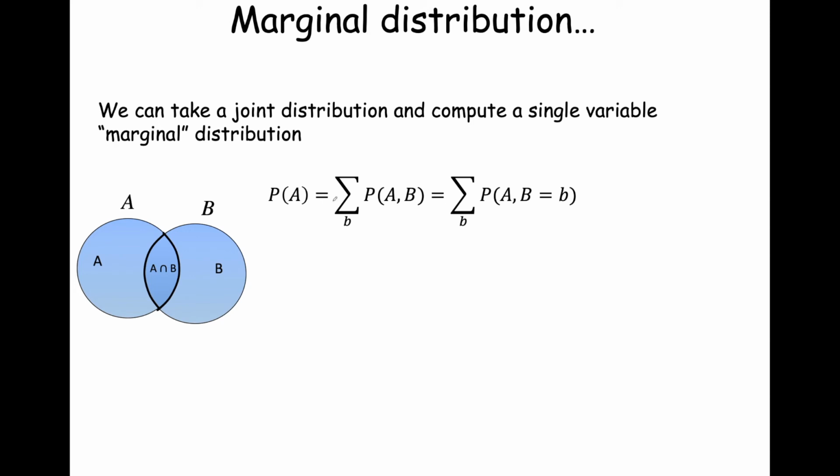And so in this case, if we want the probability of A isolated, we have A with the first value of B plus probability of A with the second value of B plus A with the third value of B, and so forth. And so that's exactly what marginalization is doing.